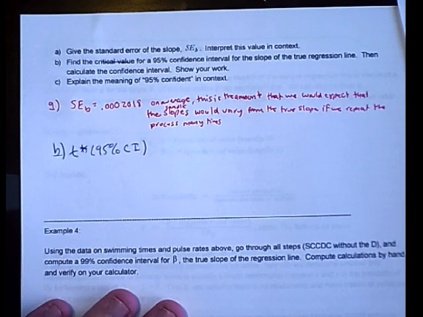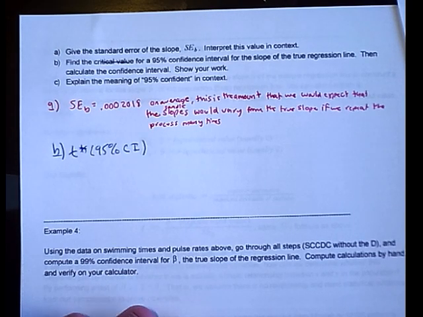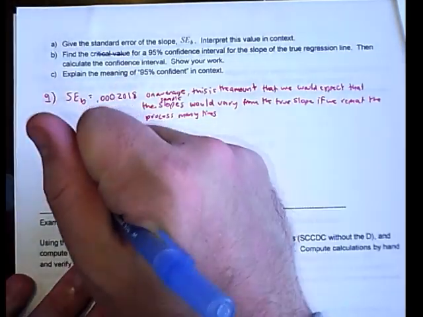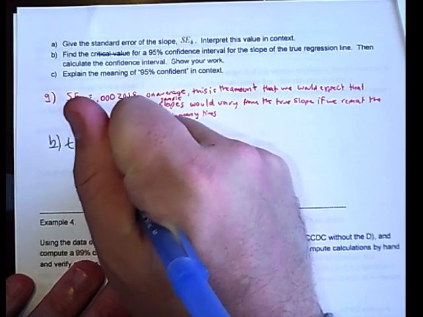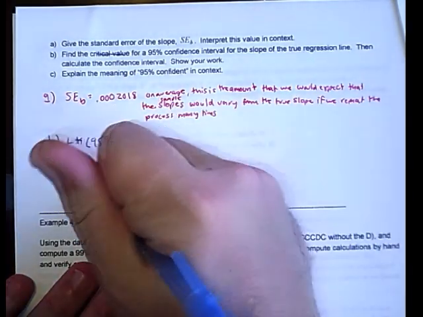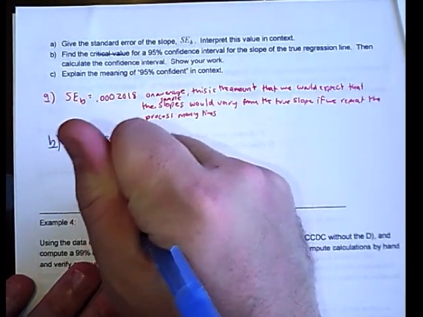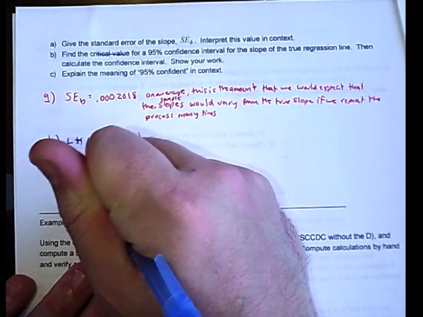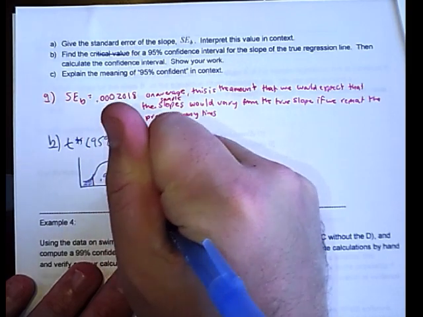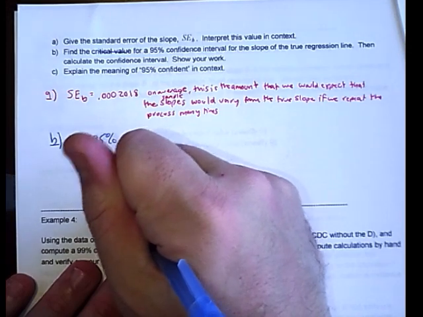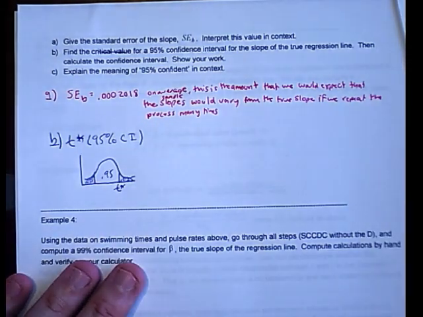All right, and then it says, then calculate the confidence interval. So let's do it one step at a time. If I have a 95% confidence interval, I need the middle data to be 95%, which means I need each tail to be 2.5%. So my t star is right there.